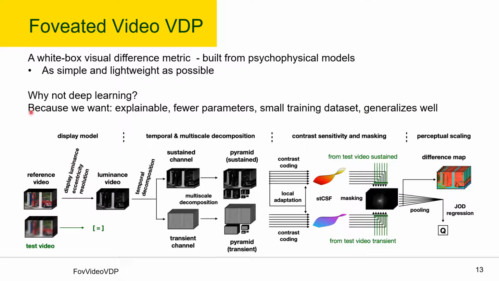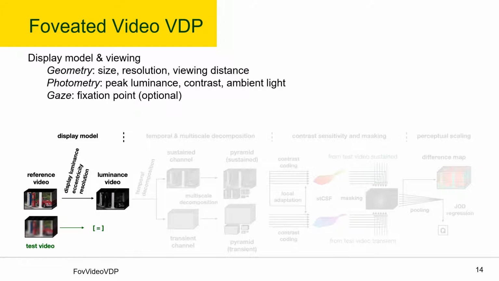The diagram below is a high-level overview of our metric. Without going into too much detail, we explain the main processing stages, and I will justify some of our decisions. The first stage of our metric is a display model. It's meant to account for the physical specification of the display: its size, resolution, viewing distance. If the metric is operating in foveated mode, we also need to know the fixation point.